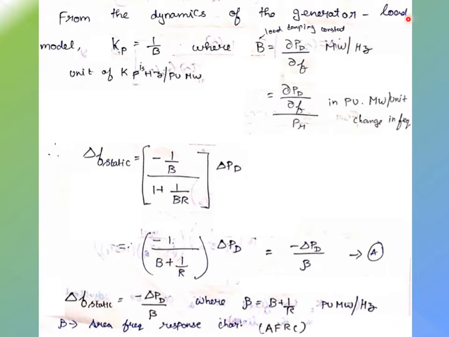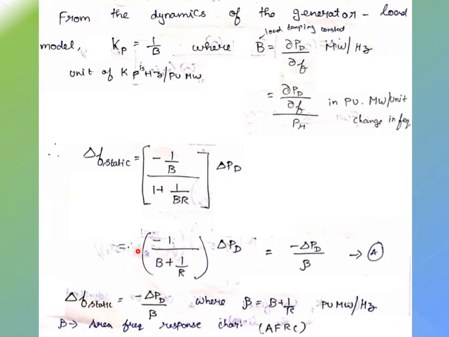While deriving the generator load model, that is the power system model, we have replaced 1 by B as Kp. So what is B? This B is called the load damping constant. And now we are going to replace again our Kp by 1 by B. So our del F static was minus Kp divided by 1 plus Kp divided by R. When we replace our Kp by 1 by B, our equation will be like this.